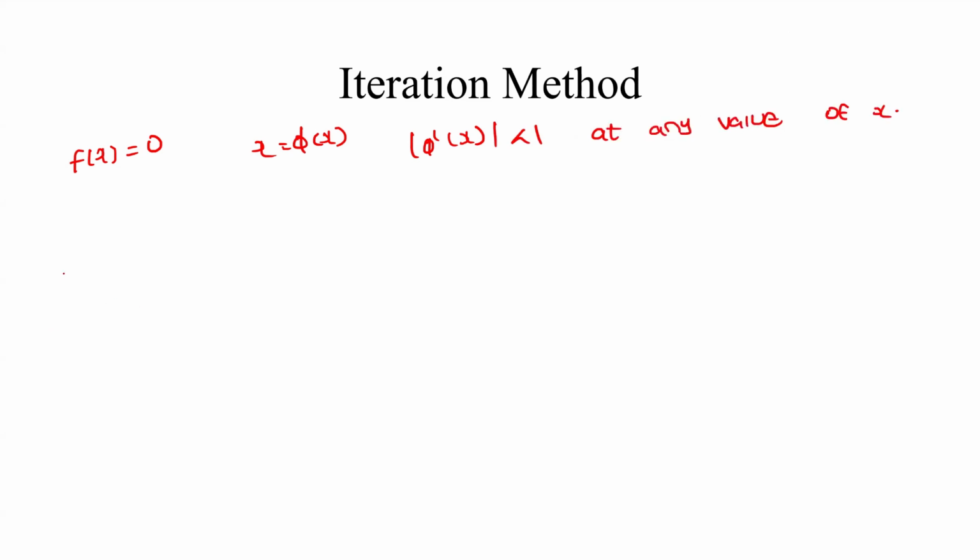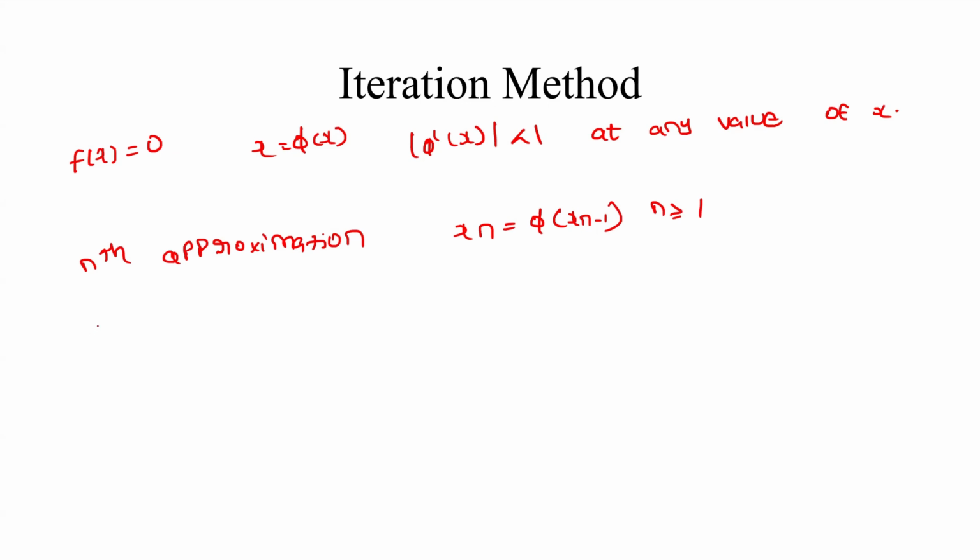Now let us discuss what the iteration method is. Consider an equation f of x is equal to 0, which can be taken in the form x is equal to phi of x, where it must satisfy mod phi dash of x less than 1 at any value of x. For finding the nth approximation, the general formula is xn is equal to phi of xn minus 1, where n is greater than or equal to 1.